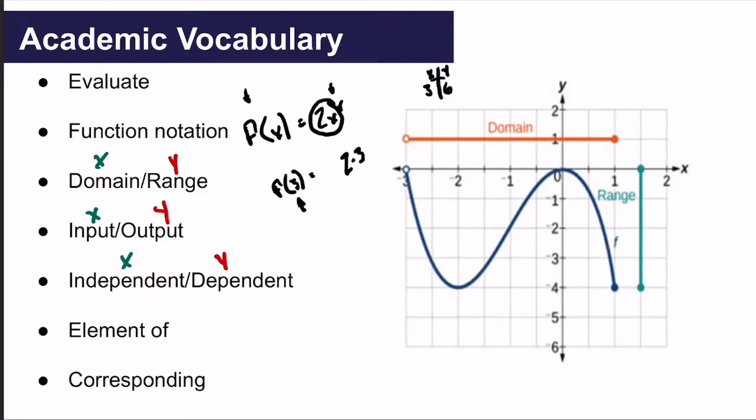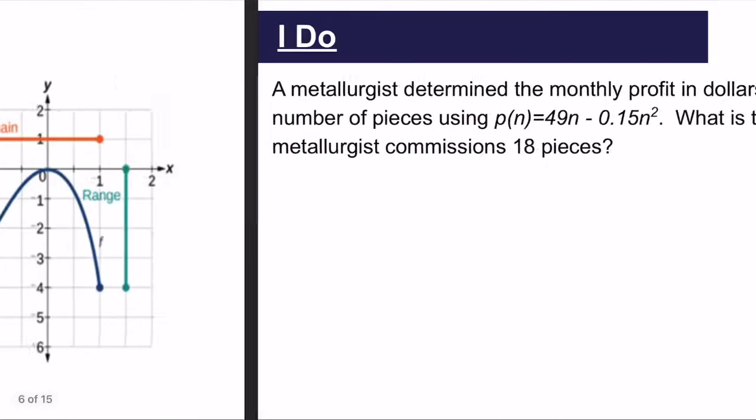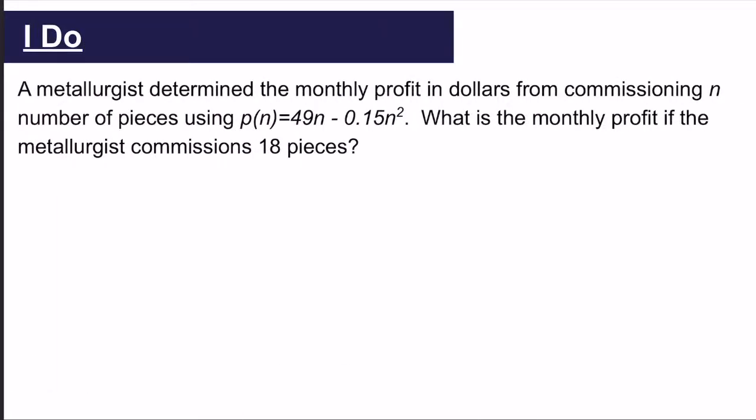An element of and corresponding, it's just things that work together. Being an element of something just means you're a part of something, and corresponding means you work with something. So let's go ahead and go into our I do. A metallurgist determined the monthly profit in dollars for commissioning n number of pieces using P of n equals 49n minus 0.15n to the second power. What is the monthly profit if the metallurgist commissions 18 pieces?